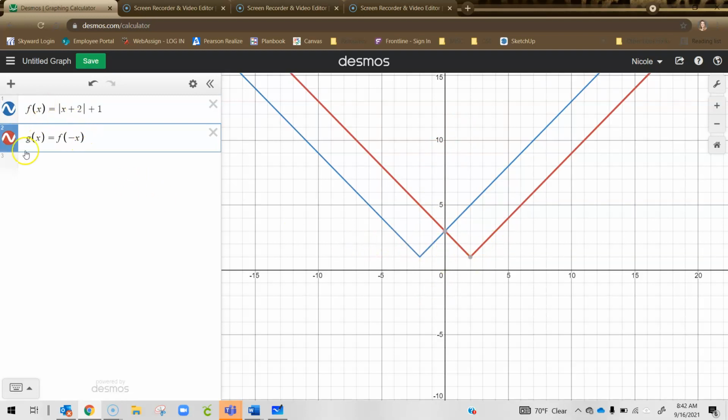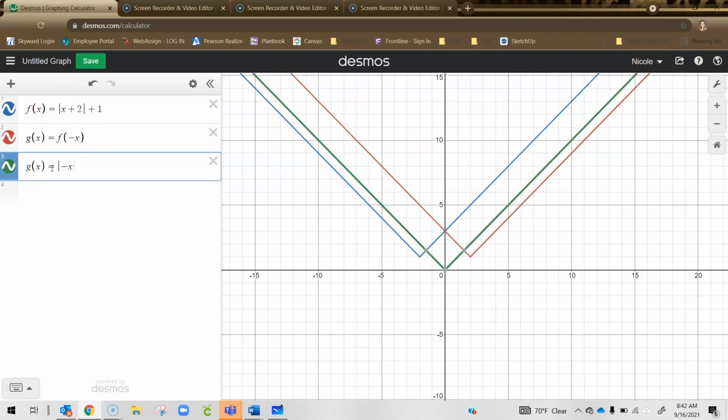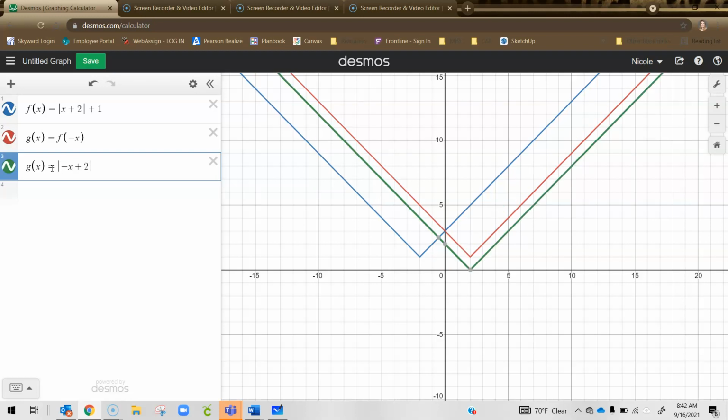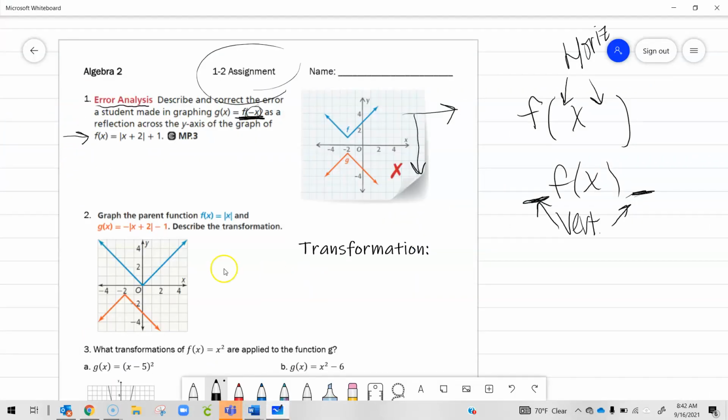Now another way that you could have done this, and we went over this in class, is you could have written the specific equation. I cheated and just told Desmos to take whatever f was and plug in a negative x, but you could have plugged in that negative x yourself to also see what would happen. You can see that the red and the green graph are the same. So you can either use function notation to show that we're multiplying the x by a negative, or you could actually perform that operation.